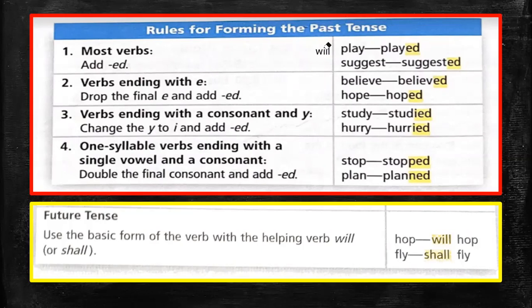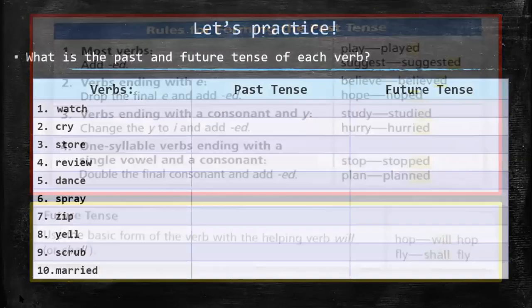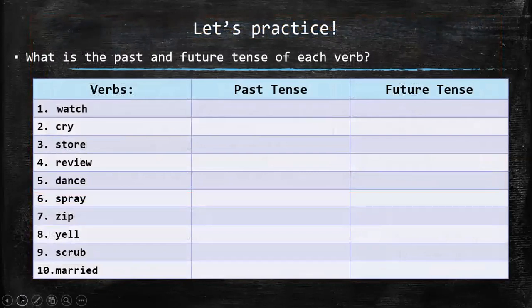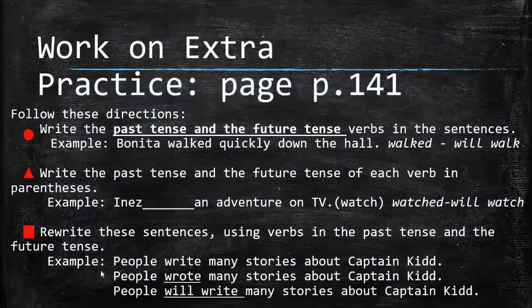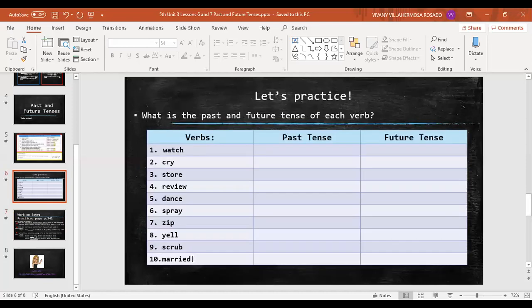So let me get rid of this, and let's continue. Now let's practice. What is the past and future tense of each verb? I have 10 verbs. The book gives 15. But if we at least practice with 2 of each for each of the rules for the past tense, the future tense is a piece of cake. So 10 is enough, okay? Right here, Mrs. Villalmosa made a mistake there, so let's fix it.